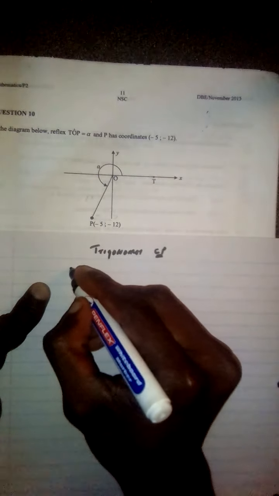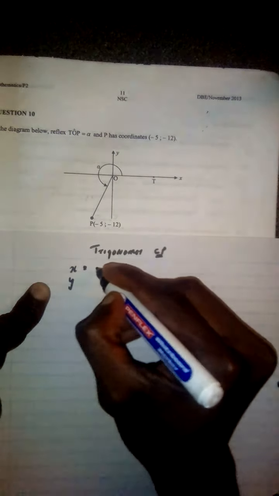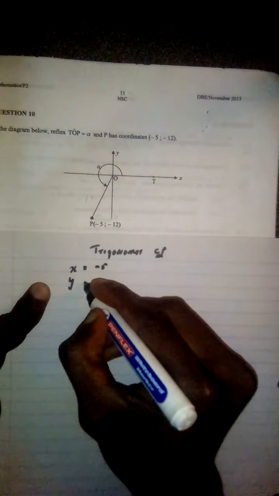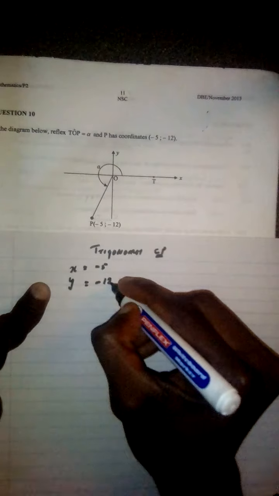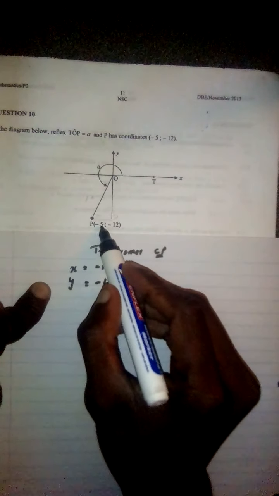When you are dealing with trigonometry on a Cartesian plane, the coordinates of P represent the x value and the y value. So the value of x is -5, the value of y is -12. Since you have the coordinates of x and y, you can calculate the value of the third variable, which is r. So we are going to calculate r.